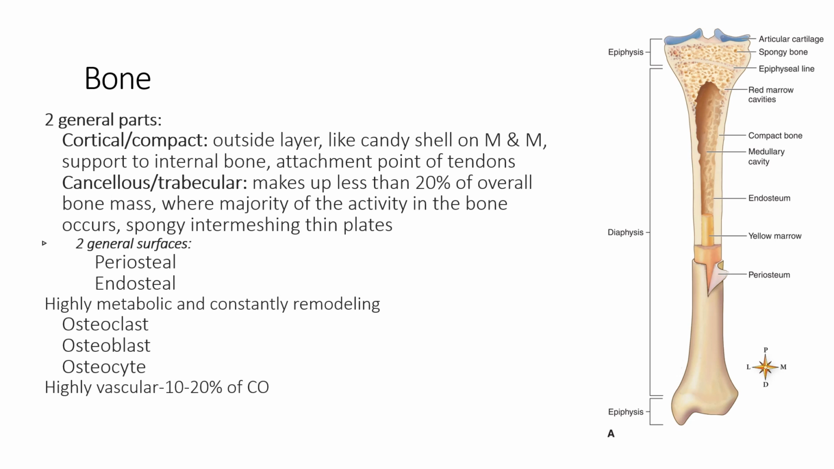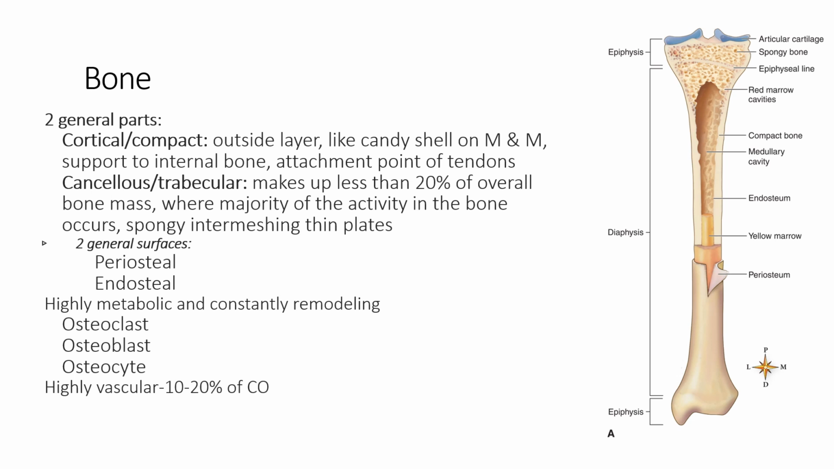Then we have cancellous bone or trabecular bone. This makes up less than 20% of the overall bone mass. It consists of spongy, intermeshing thin plates, also known as trabeculae. It functions as the site of most bone activity and remodeling, involved in blood cell production and metabolic processes.